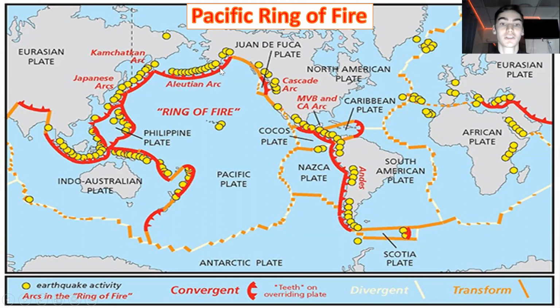Here you can see the Aleutian Arc in Alaska. There's the Cascade Arc, mainly covering southern Canada and Washington. Then there's the Andes mountain range down in South America. And here you have the Japan area. And that is a good representation of the Ring of Fire. And this is where most of the natural disasters produced by subduction zones occur.